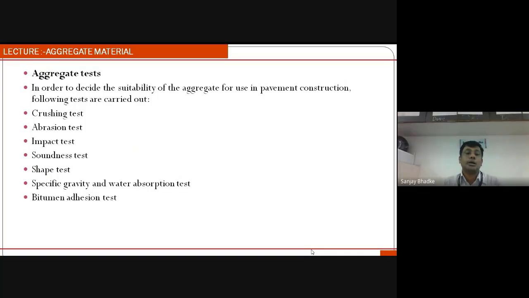So now we are going to discuss the various aggregate tests. Already I told you that aggregate testing plays a very important role in road construction. So we should follow the various tests on the aggregate. These tests include the crushing test, abrasion test, impact test, soundness test, shape test, specific gravity and water absorption test, and bitumen adhesion test. So these are the various tests, and we should apply all these tests on the material so that we know the various strengths and properties of the material.